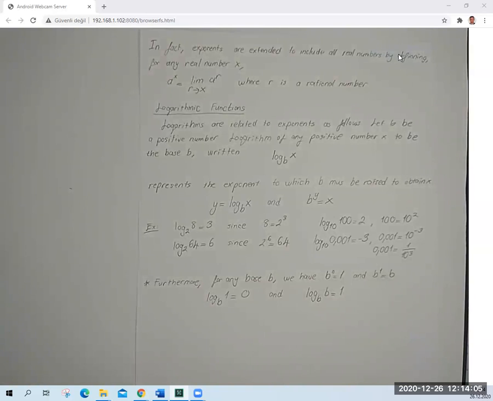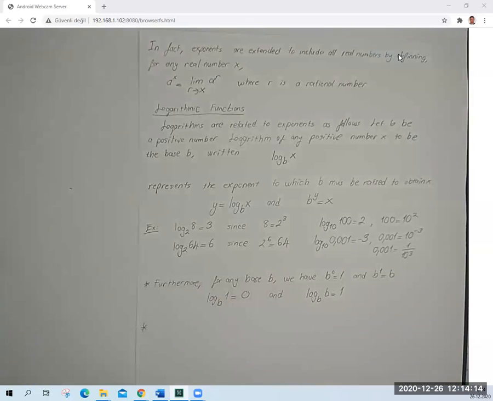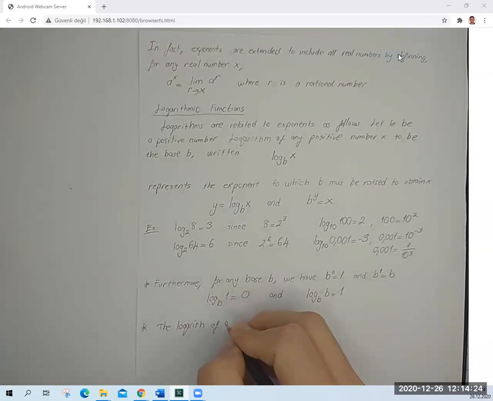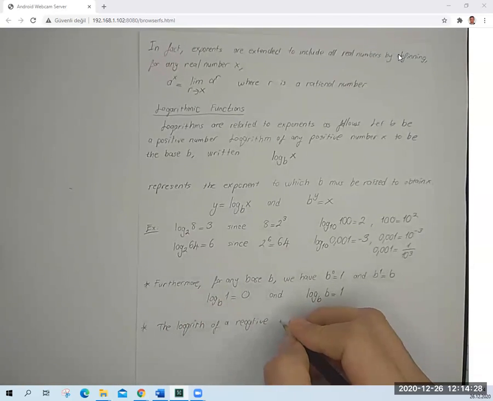And there is also the logarithm of a negative number.